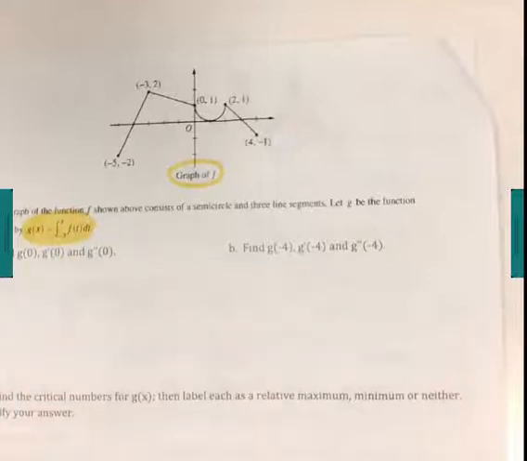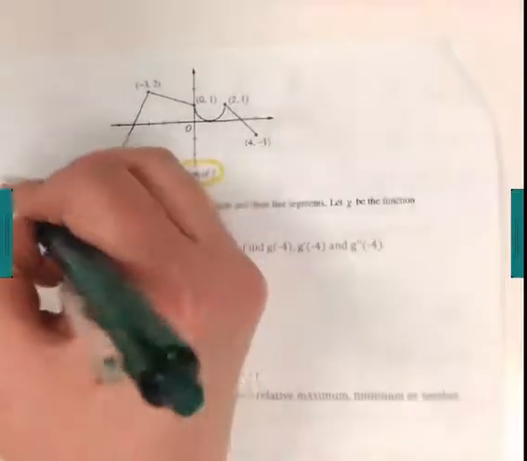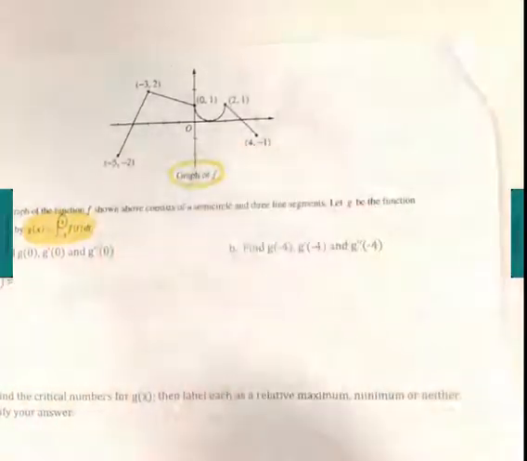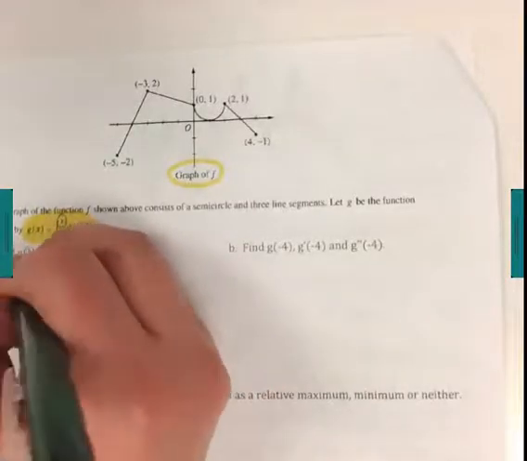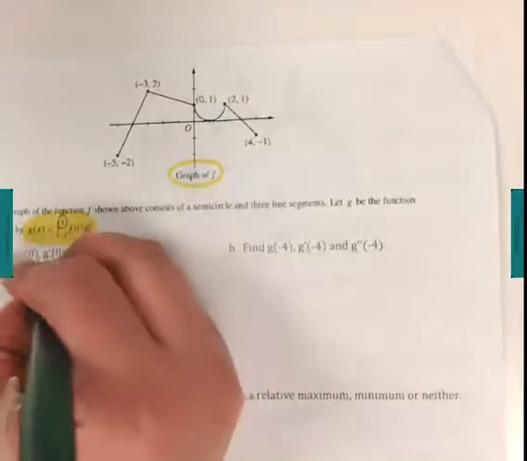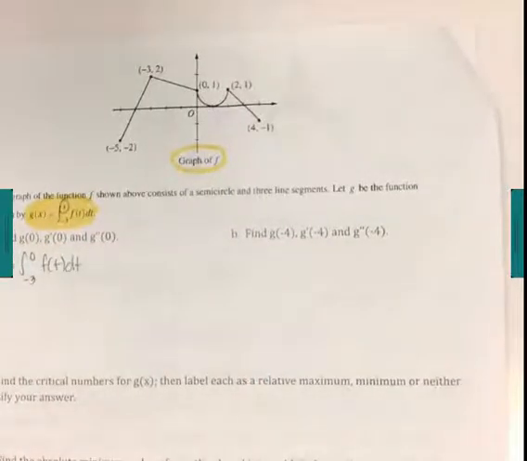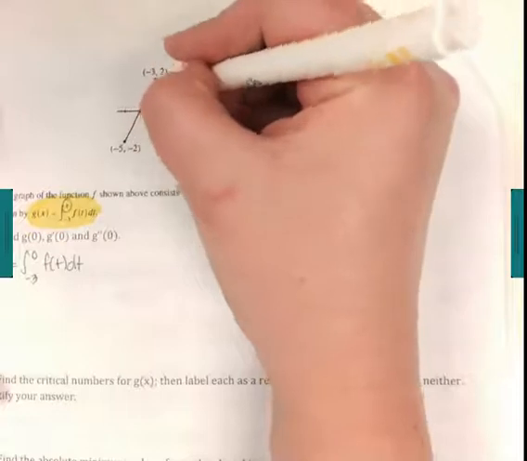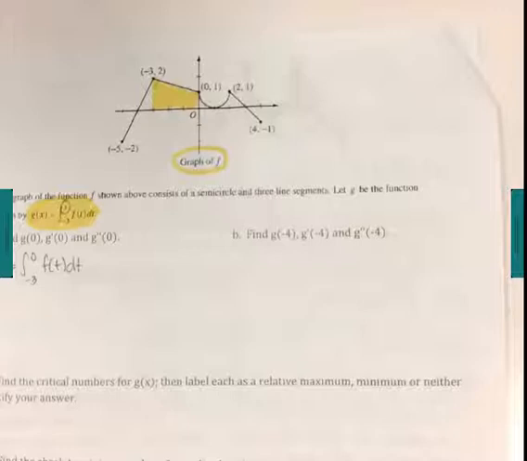So, if I want G of 0, I would be plugging 0 into X, so it'd be the integral from negative 3 to 0 of F of t dt. Then I'm looking at a graph of F. I need the integral, so I find the area. And what shape is it? A trapezoid. A rhombus is when it's like a square, but, you know.